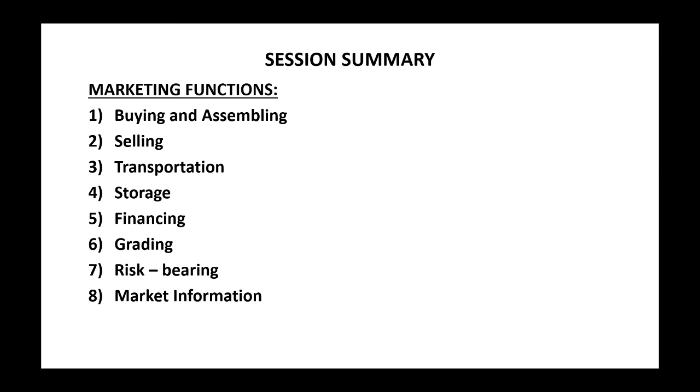So let me summarize. Marketing function includes 8 functions: buying and assembling, that is buying the raw material or buying and keeping the materials required for production or further production, or for selling it to the ultimate customers. Then selling, transportation, storage, financing, grading, risk bearing, and ultimately market information.